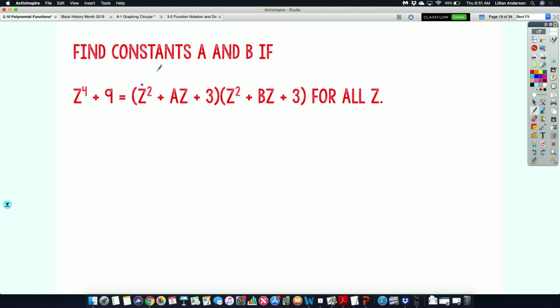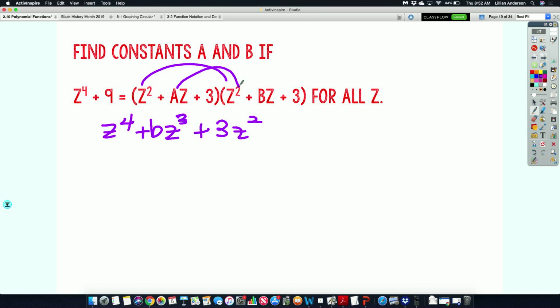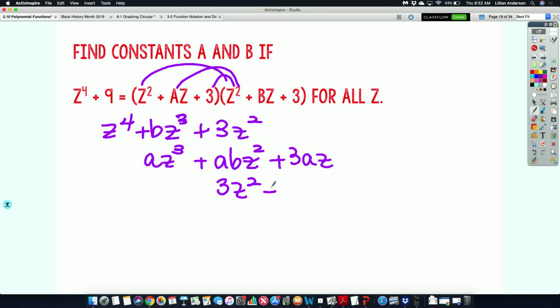So we want to multiply this out. z squared times z squared is z to the 4. So we have z to the 4th plus bz cubed plus 3z squared. When I multiply az times z squared, that becomes az cubed plus abz squared plus 3az. Then when you multiply the 3, that gives you another 3z squared plus 3bz plus 9.